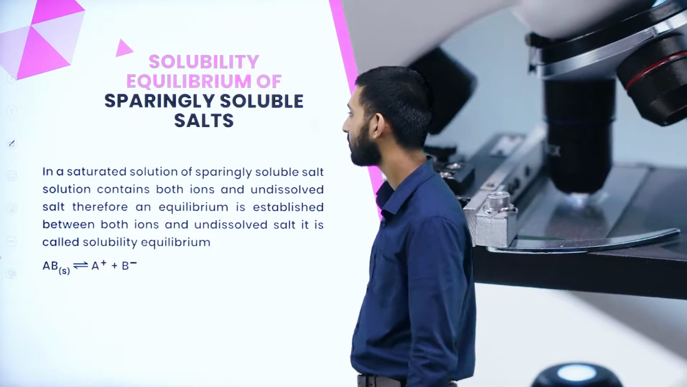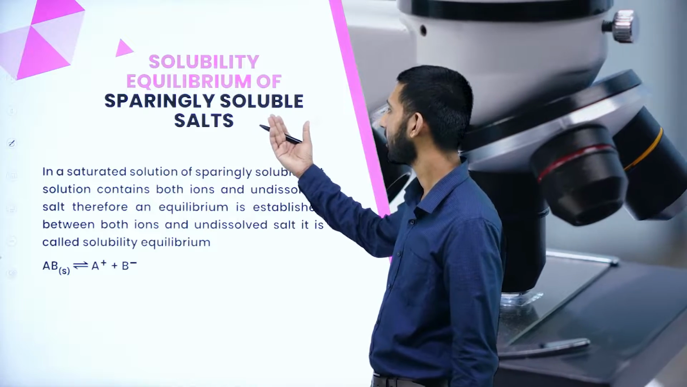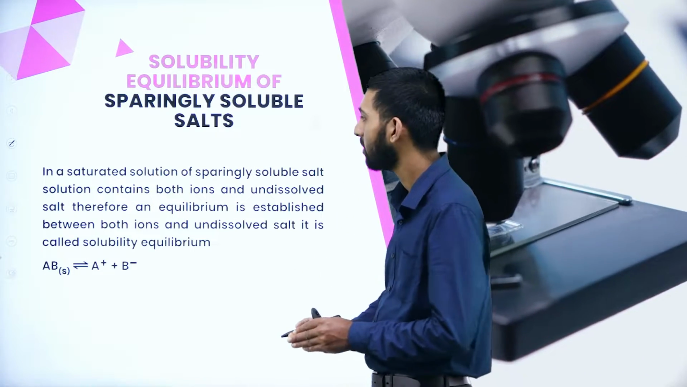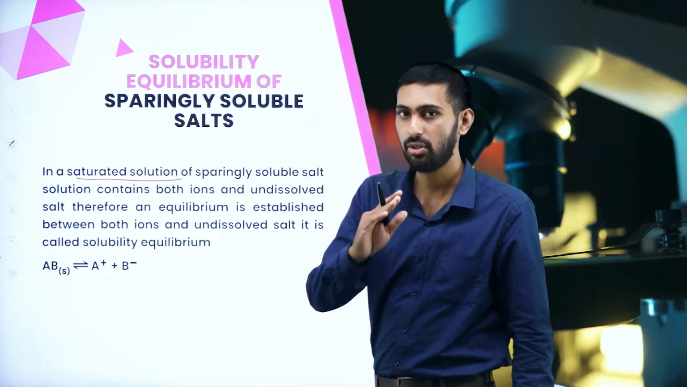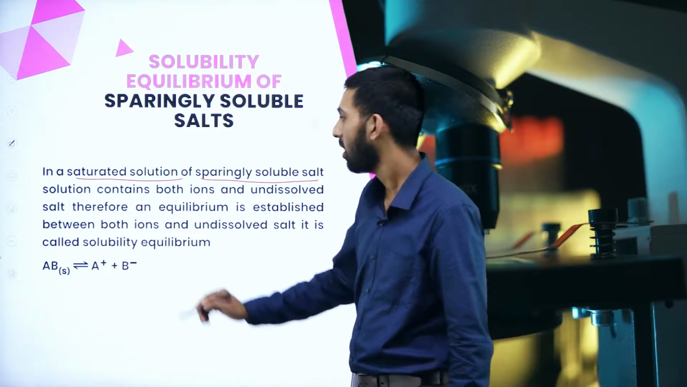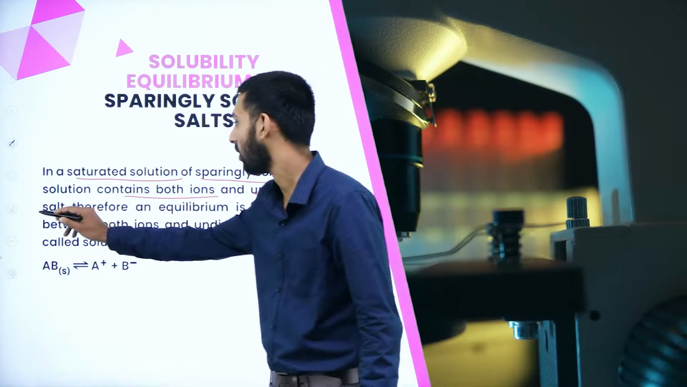Next thing is solubility equilibrium of sparingly soluble salt. Solubility equilibrium of sparingly soluble salt means we should have a saturated solution, a saturated solution of sparingly soluble salt which contains both ions and undissolved salt.